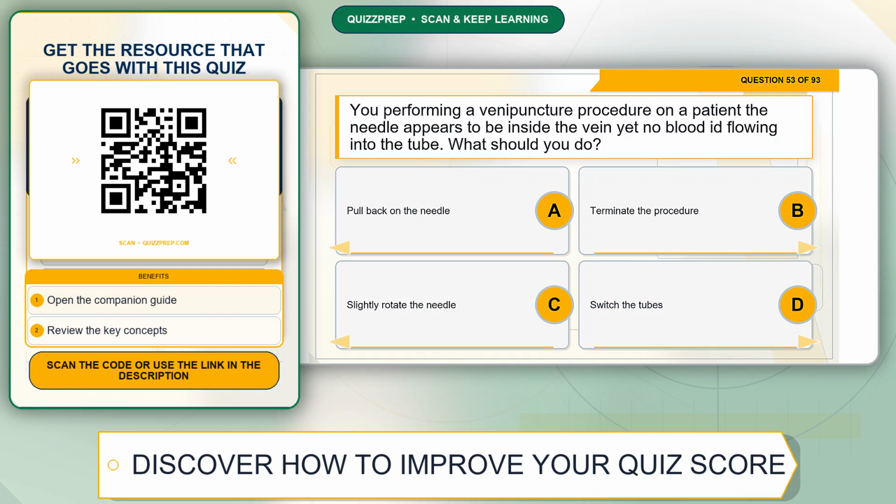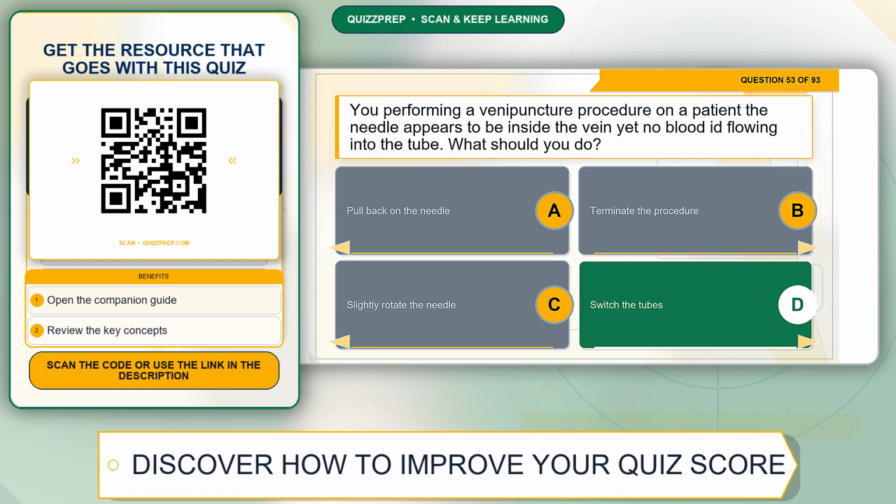Question 53. You are performing a venipuncture procedure on a patient. The needle appears to be inside the vein yet no blood is flowing into the tube. What should you do? Option A, pull back on the needle. Option B, terminate the procedure. Option C, slightly rotate the needle. Option D, switch the tubes.